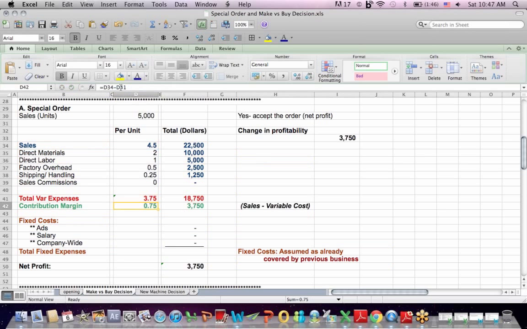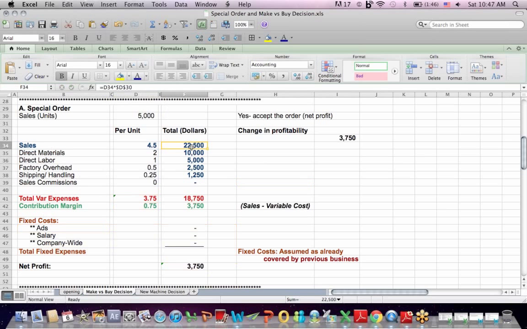And what's interesting, and what most people don't realize initially seeing a special order, is that you don't have to have the same price that you did before to make a profit. The price can be lower. In this case, the price is only $4.50 a unit. But because you don't have fixed costs to cover, $4.50 a unit is profitable by $37.50, because the only costs you have to cover are the variable expenses. You've already paid your fixed costs.